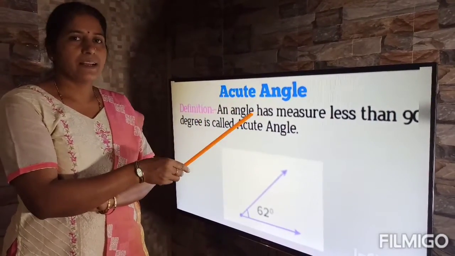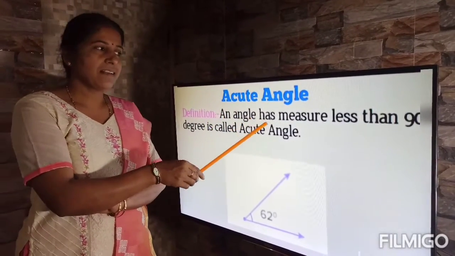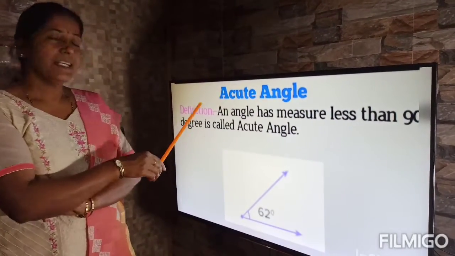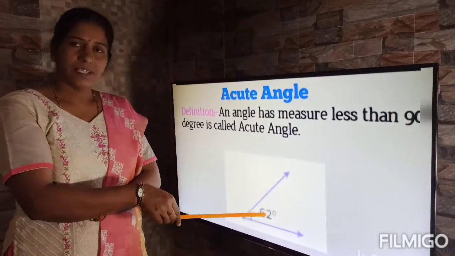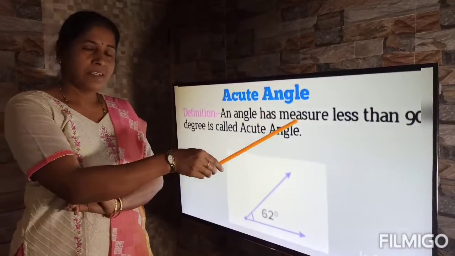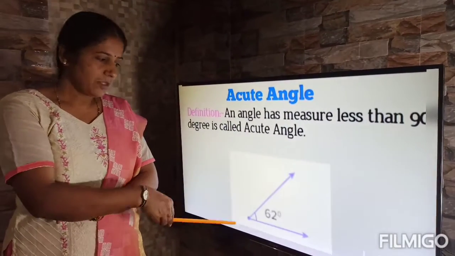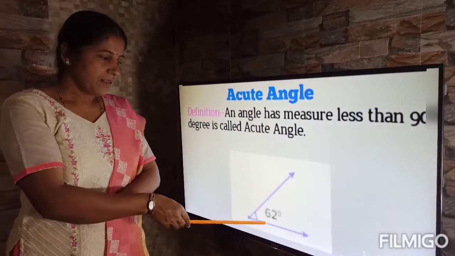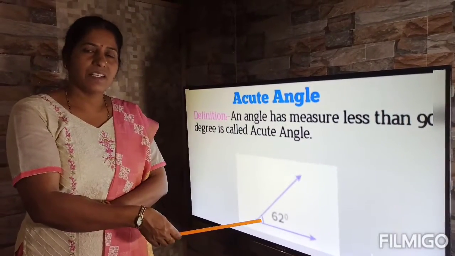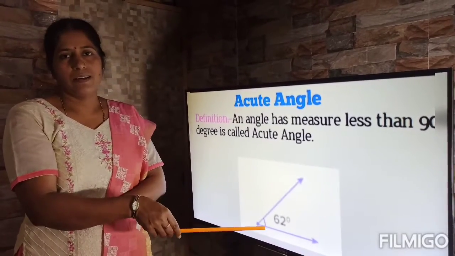First, acute angle. What is an acute angle? Definition: an angle that has a measure less than 90 degrees is called an acute angle. For example, 62 degrees, 60 degrees, 50 degrees, 40 degrees. 89 degrees is also an acute angle.